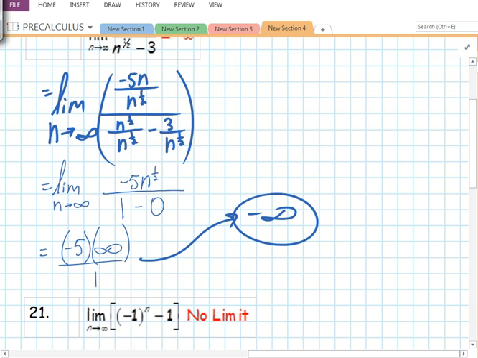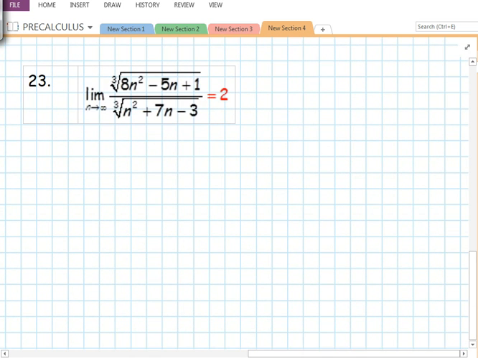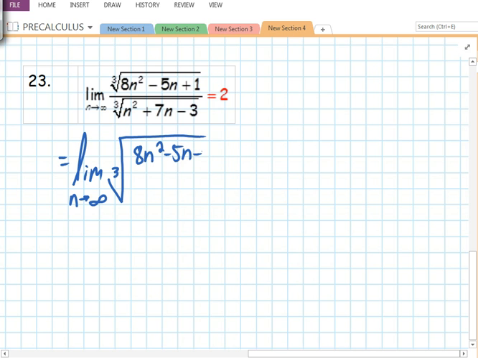Now let's leave 21 for the last problem. Let's go down here and tackle 23. And I'm going to leave this to you, but I'm going to show you the setup. So the key to solving problems like this is to write it so that it's under one radical. So if we rewrite this, the limit as n approaches infinity, and I want you to think of it as the cube root of all that quantity. 8n squared minus 5n plus 1 over n squared plus 7n minus 3.